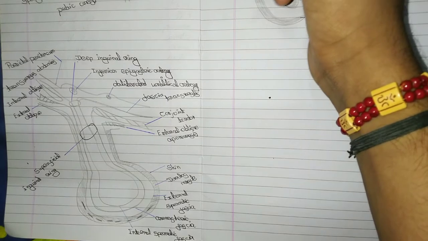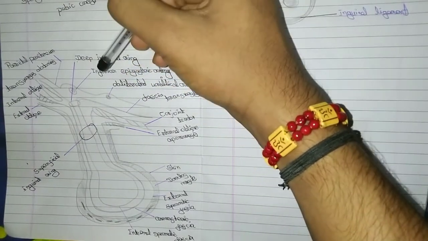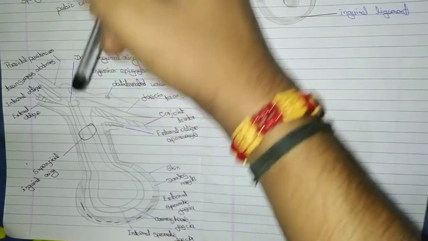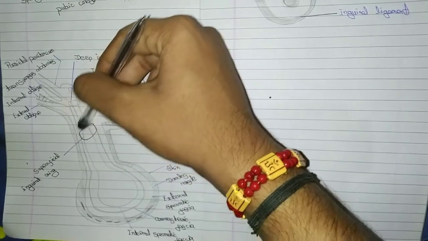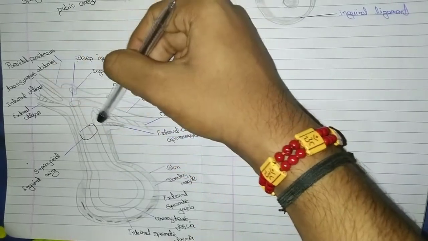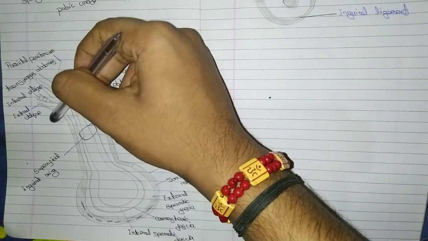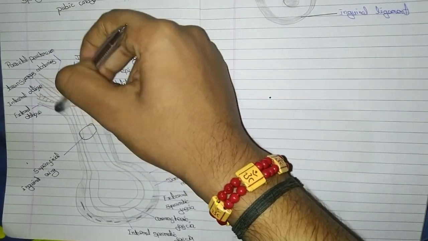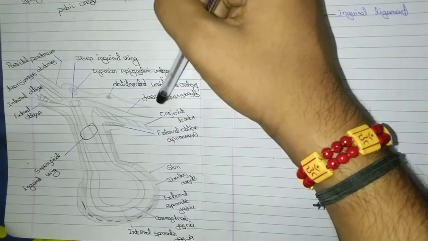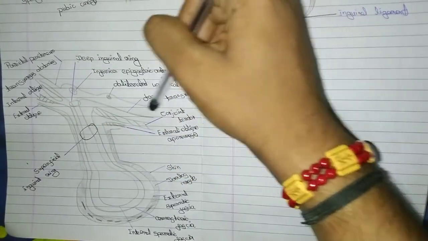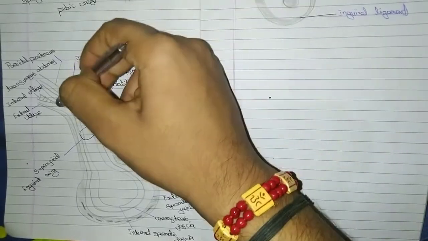Okay, now boundaries. This inguinal canal is directed medially, forward and downwards in the body. So these parts are considered as anterior and these are considered posterior. Anteriorly, it is formed by skin, external oblique muscle, internal oblique muscle. Posteriorly, it is formed by fascia transversalis and conjoint tendon.